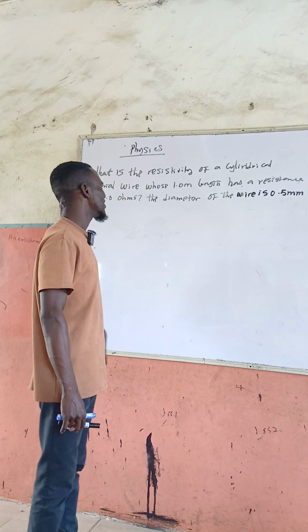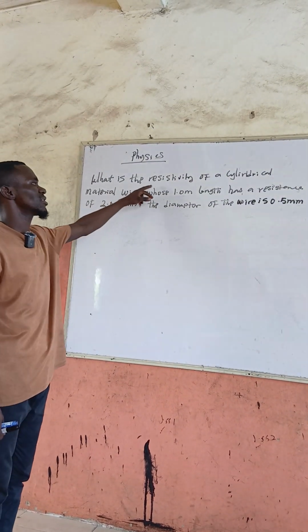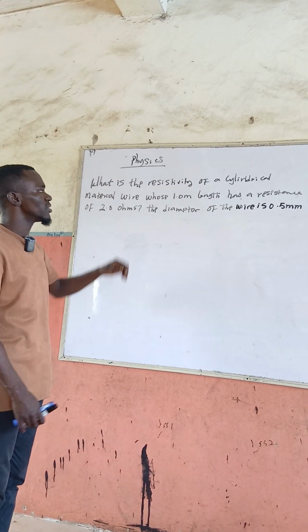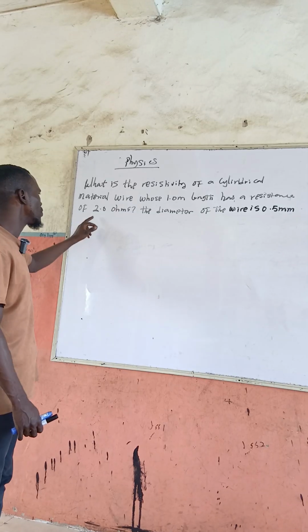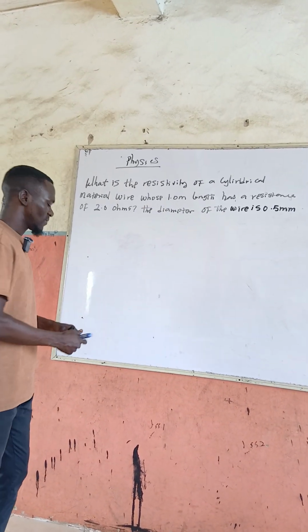Welcome, viewers. We have a question here under Ohm's law. What is the resistivity of a cylindrical wire whose 1.0 meter length has a resistance of 2 ohms? The diameter of the wire is 0.5 millimeter. So let's solve it now.